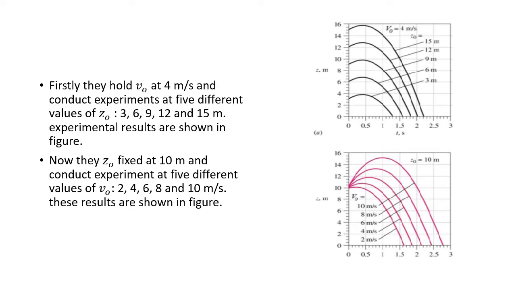Firstly they hold V0 at 4 meters per second and conduct experiments at 5 different values of Z0. So they keep the initial velocity a constant 4 meters per second and they conduct the experiment at different heights of 3 meters, 6 meters, 9 meters and 15 meters, and this is the graph. The velocity is fixed, and for different heights the graphs are plotted. Next they fix Z0 at 10 meters and conduct the experiment at different velocities of 2, 4, 6, 8 and 10 meters per second, and the graphs are plotted.